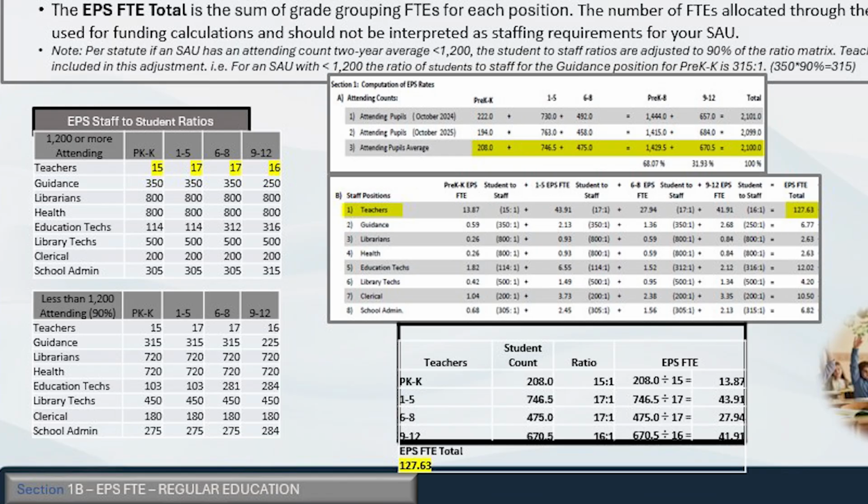So for an EPS FTE, you can see here I've just laid it out for teachers. And for each of those grade groupings, we use the ratio amount provided in statute. We just take the count, divide by the ratio, and that is the FTE. So for teachers at this SAU, the EPS FTE is 127.63.